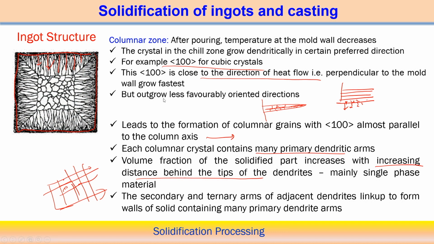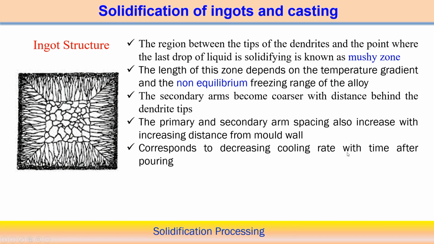Further on from the columnar zone, the zone between the tips of the dendrites and the point where the last drop of liquid solidifies is practically measured. This is the mushy zone. Mushy zone means a mixture of solid and liquid, but here theoretically we can define it as the region between the tips of the dendrites and the last drop of liquid where it solidifies.